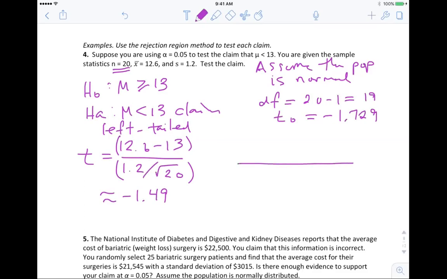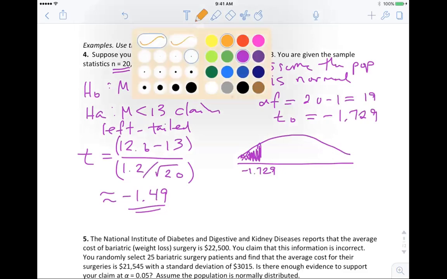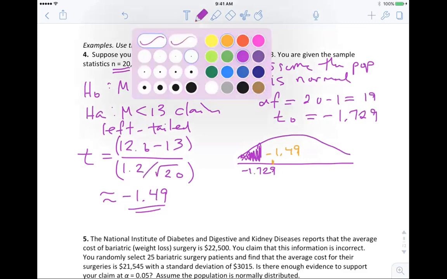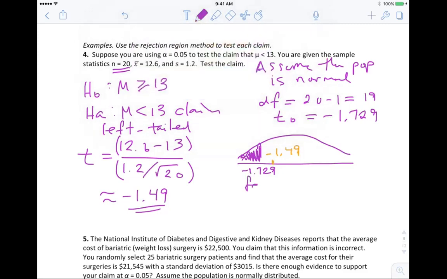Now remember how rejection region works. We draw it, and that negative 1.729 defines that shaded region. And then you're going to ask yourself, is this test statistic over here in the shaded region or not? So let's plot it. Negative 1.49 would be to the right of this number, right? Just thinking regular number line. So the test statistic is not in the rejection region. If that's the case, you always fail to reject H sub 0.